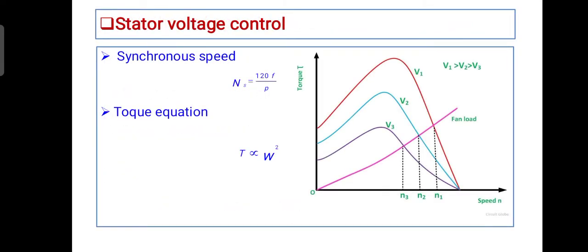First, stator voltage control. Stator voltage control is used to control the speed of an induction motor. The speed of a three-phase induction motor can be varied by varying the supply voltage. We already know that the torque developed is proportional to the square of the supply voltage, and the slip at maximum torque is independent of the supply voltage. The variation in the supply voltage does not alter the synchronous speed of the motor.